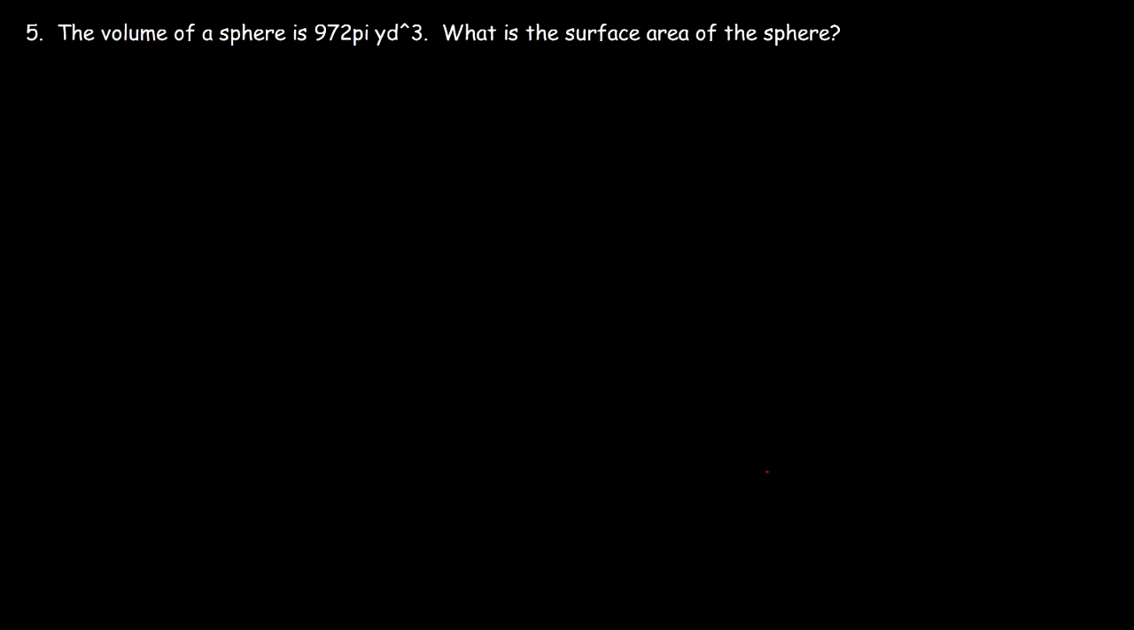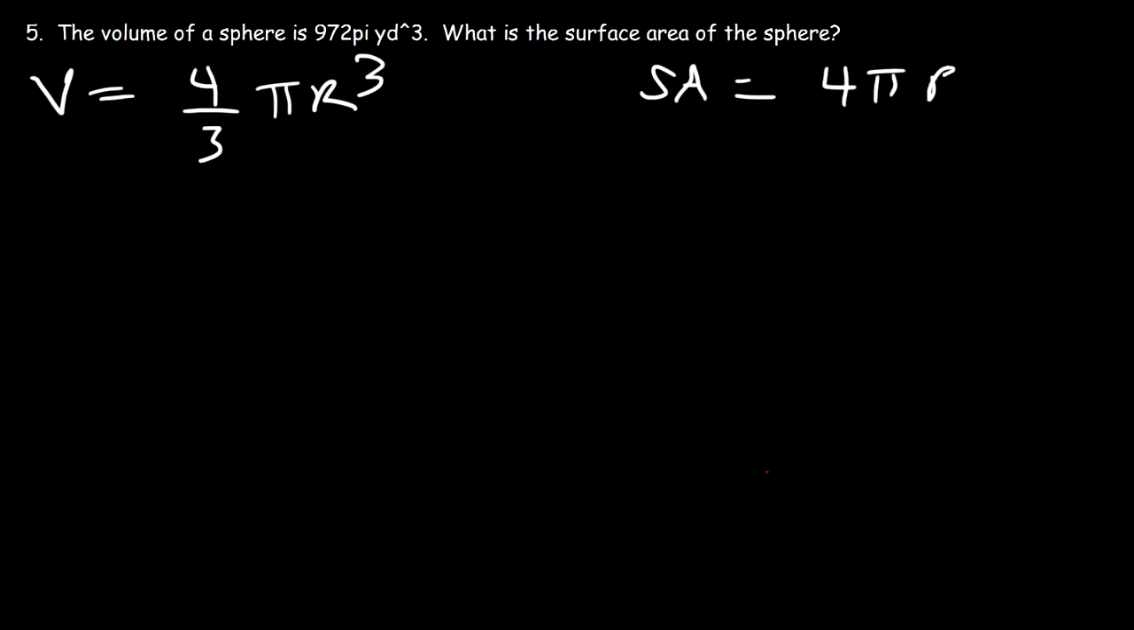Here's another one that we could work on. Number 5. The volume of a sphere is 972 pi cubic yards. What is the surface area of the sphere? So how can we find the surface area if we're given the volume of a sphere? Well, we need to use both equations that we know. V is equal to 4/3 pi r cubed, and the surface area is 4 pi r squared.